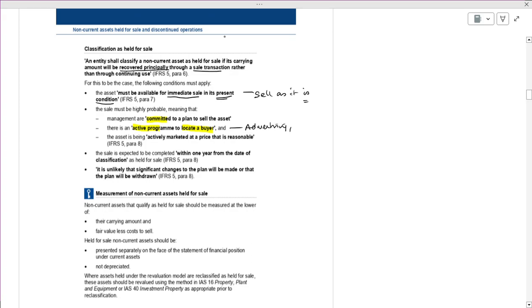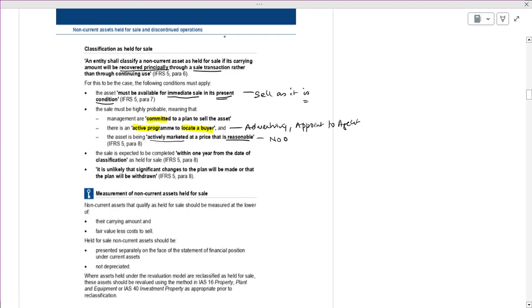You have to appoint an agent. All the things you have to seriously do. They have to be actively marketed at a price. Is that reasonable? You should have a good price, okay? There should be a good price.